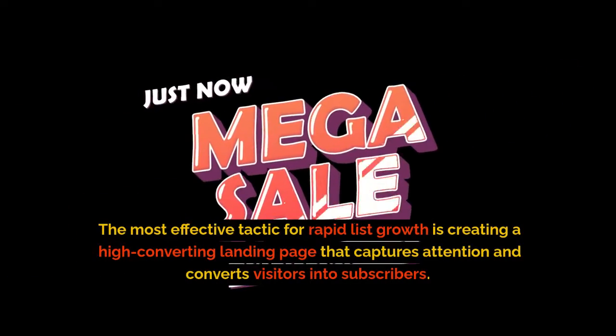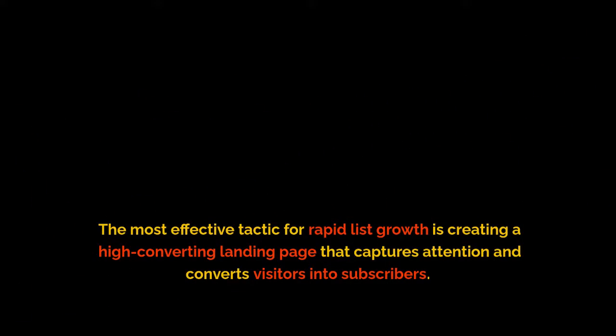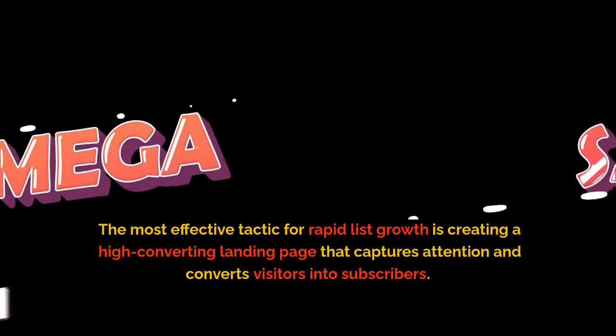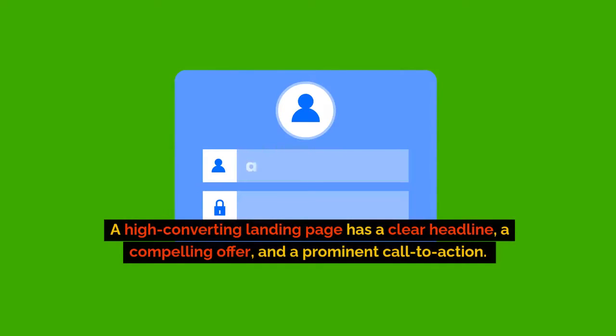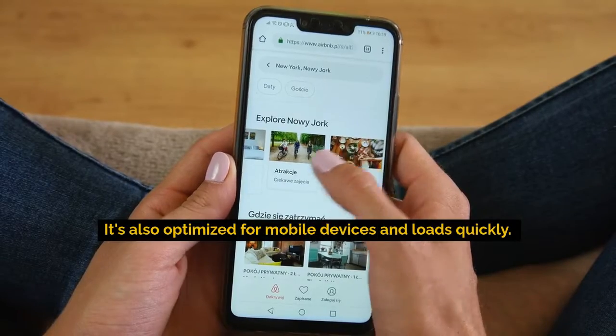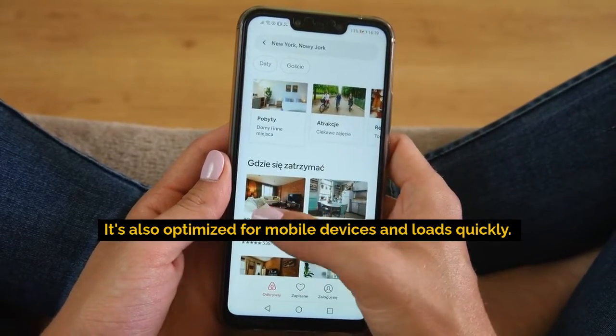The most effective tactic for rapid list growth is creating a high-converting landing page that captures attention and converts visitors into subscribers. A high-converting landing page has a clear headline, a compelling offer, and a prominent call to action. It's also optimized for mobile devices and loads quickly.